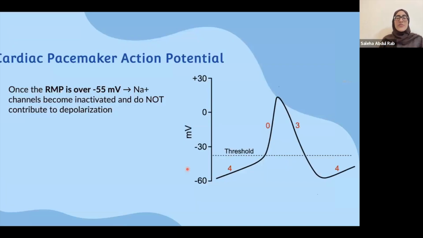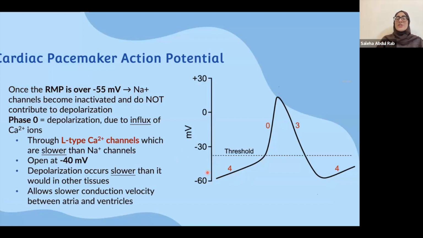Okay, let's go through the different phases of the cardiac pacemaker action potential. So while it doesn't have a resting membrane potential, I am going to be referring to a resting membrane potential, but it's just like a figurative one, like an imaginary one. So once the potential of the cell reaches above -55, I would say it's about here, the depolarization phase, or phase 0, starts. There is an influx of calcium ions, and this occurs through L-type calcium channels, which are slower than the sodium channels. The sodium channels close at -55 and are not involved in depolarization.